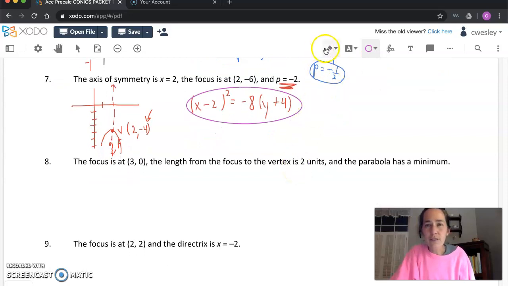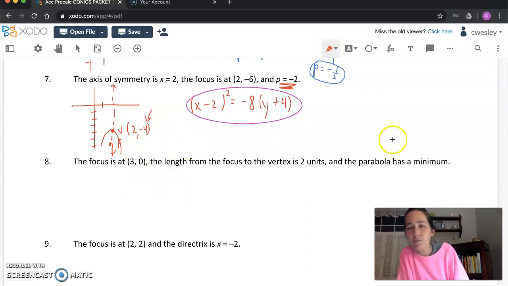Number 8, focus is at (3, 0). Length from focus to vertex is 2 units. And another one of these, the parabola has a minimum. If you see that vocab word, if you see the parabola having a min or a max, it's going to open up or down with x being squared. A minimum is a low point the graph hits. So we know x is squared, and we're expecting a positive p-value.